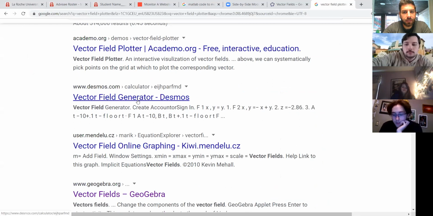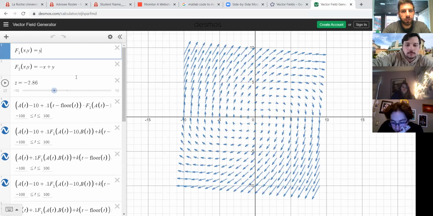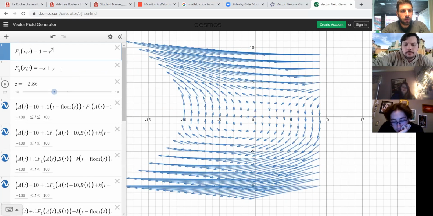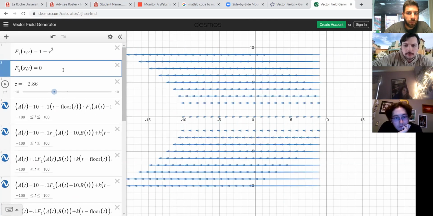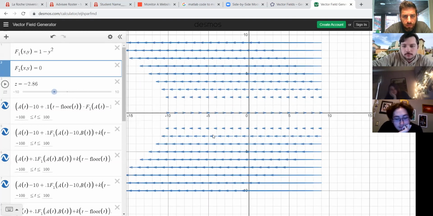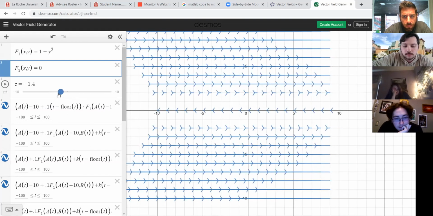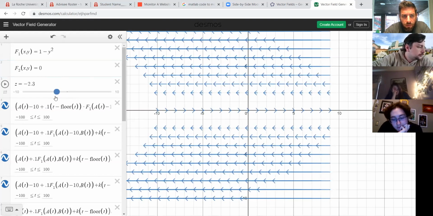Let's see if the Desmos one is any better. Oh my God. So the first function, what do we want? We want 1 minus y squared. And then we want, there we go. So what we want you to imagine, and again, this one, why is it doing this? Hold on, I'm trying to figure out why this is doing what it's doing.